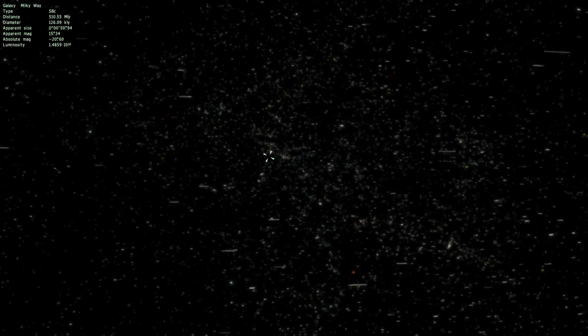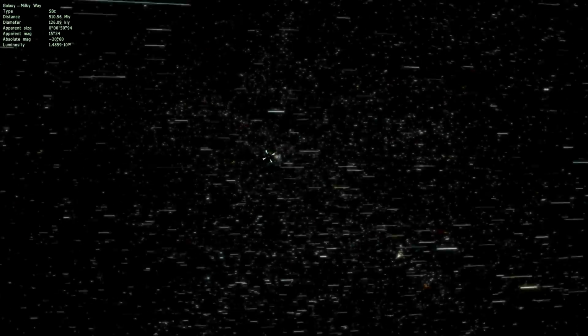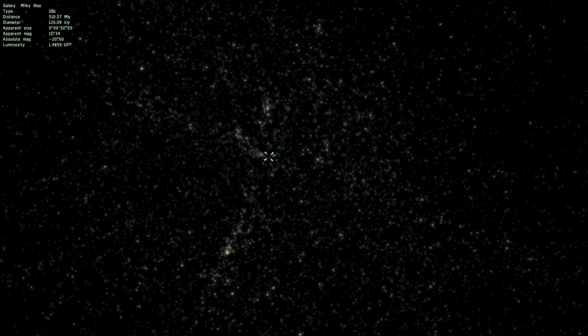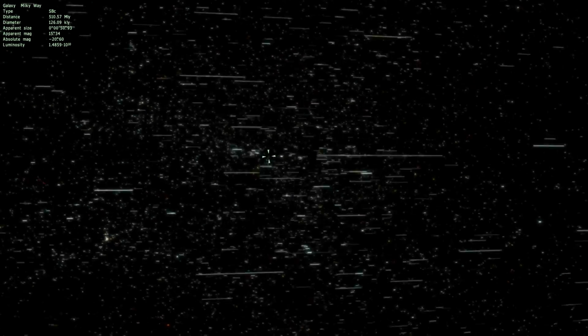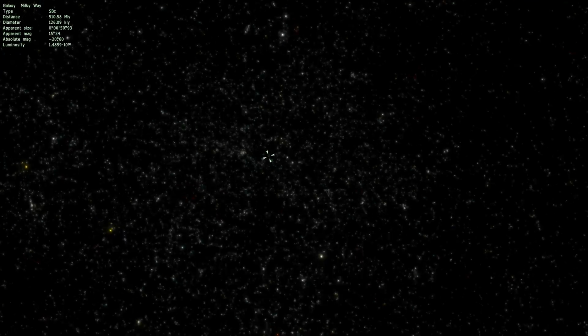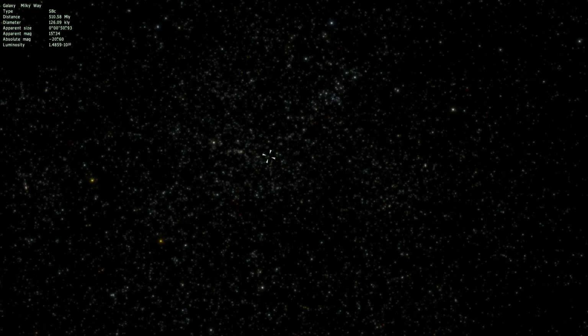So I'm currently at a distance of about 510 million light years away from our Milky Way. And what you're seeing right here, all of this stuff together, this is essentially the Laniakea supercluster. It contains over 100,000 galaxies. It contains a lot of mass.